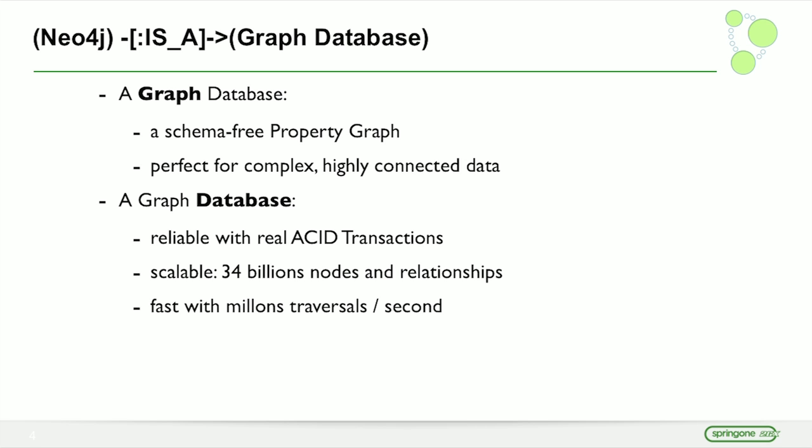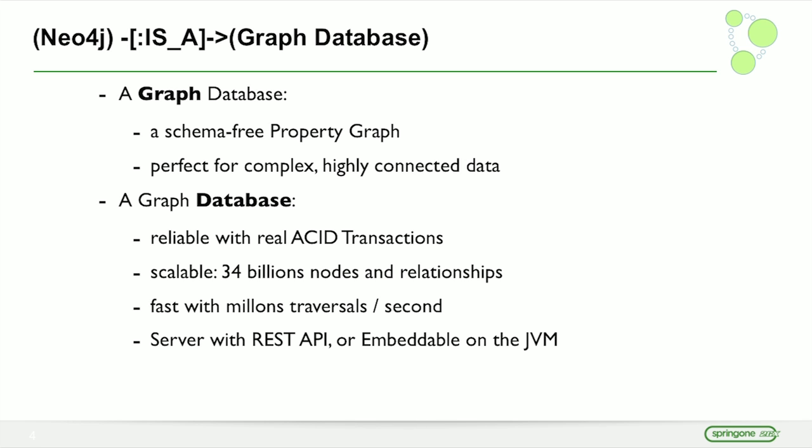So you can even, if you look at the database directory, see a nodes file and relationship files and property files and so on. So it manages its own storage as well, and that allows it to be really fast with a huge number of traversals, relationship hops per second.